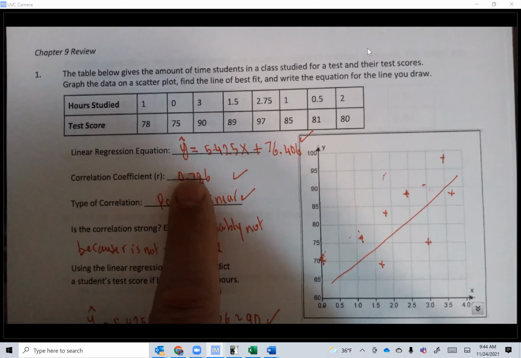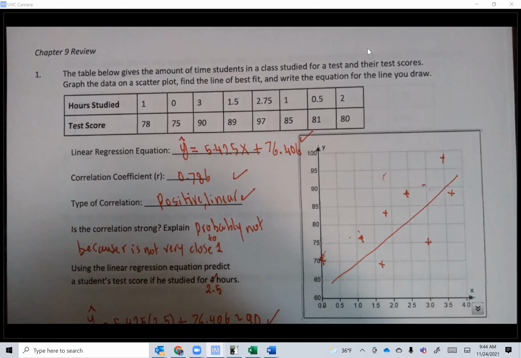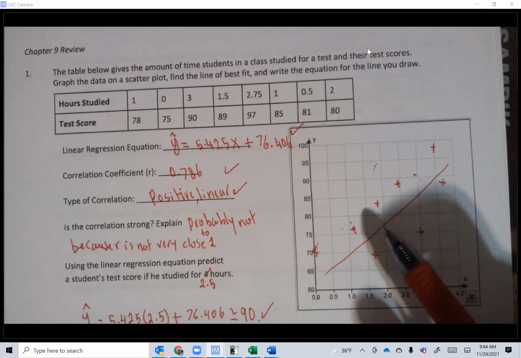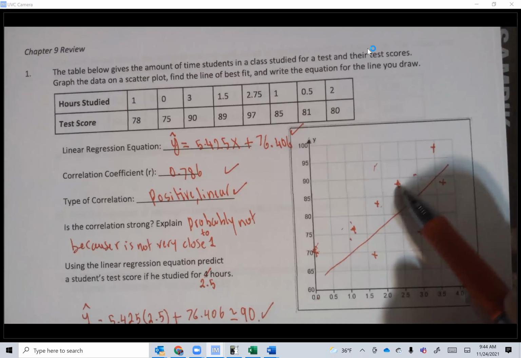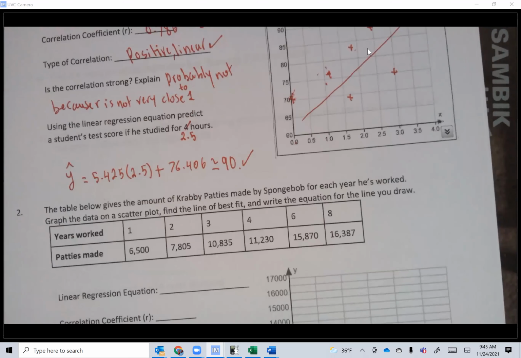So if R is close to 0, which is unlikely to give you a problem like this, like let's say R turned out to be 0.1, you can be sure it's not going to be linear. It's going to be points scattered all over. You wouldn't even be able to determine. But look here at the scatter plot. You can have a feel that it follows a line. It does follow a line here. Okay, thank you. Okay, next one.